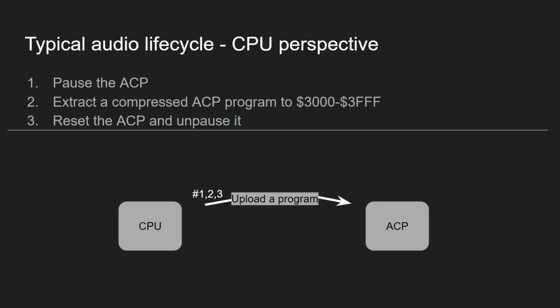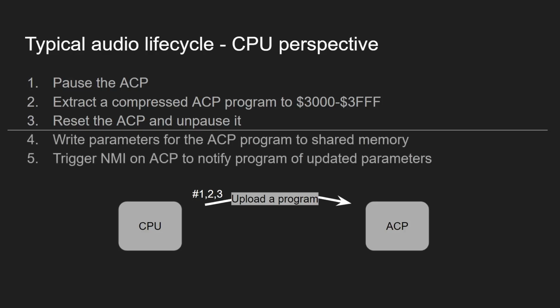When we want to control the ACP program from game code, we write to the shared memory and alter the parameters of the sound code. If we want to make sure that the ACP doesn't act on partially updated parameters, we can set aside a buffer in shared memory that only gets read during the NMI handler. The NMI then acts as a signal to read and process the complete set of updates.